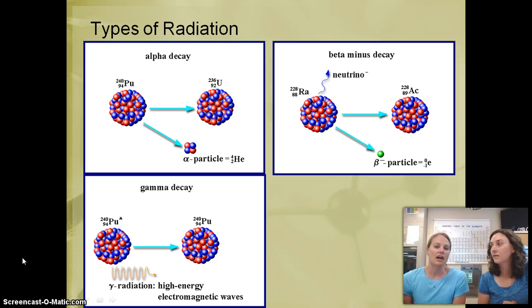Now, what you'll notice is the alpha particle down in the corner of the picture, we actually have a mass. It has 4 and 2, a mass of 4. The 2 is the number of protons. Well, if you look on your periodic table, the element that has 2 protons is a helium atom. So alpha decay is actually a helium atom being given off by the nucleus of an element.